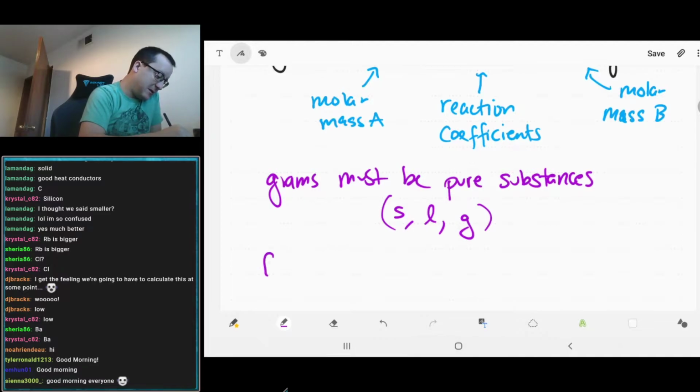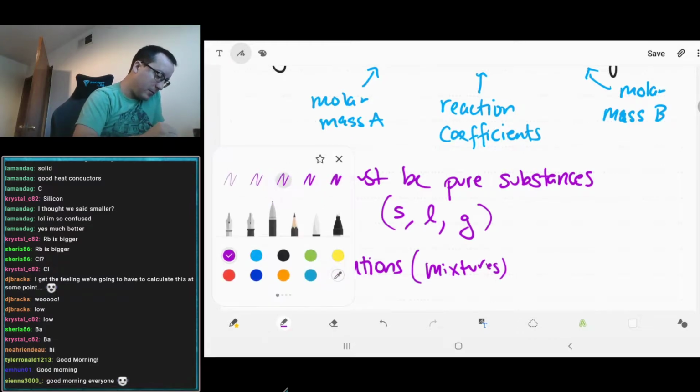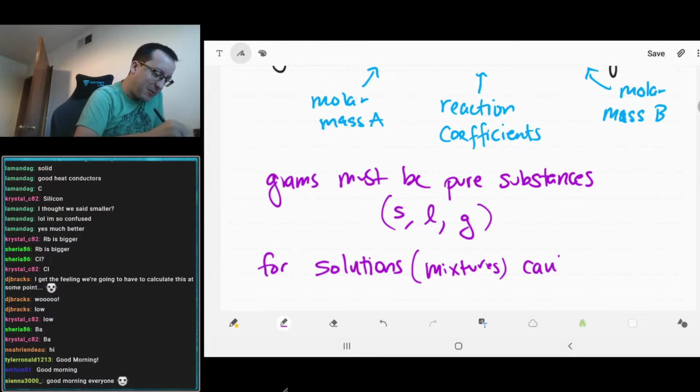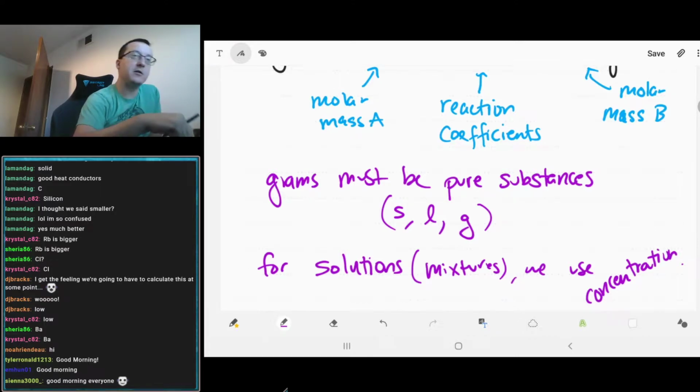However, for solutions, which are mixtures, we have a different way. We can't use grams. I don't want to say we can't. I'll just say we use concentration instead. Wow, that's really ugly. Okay, let me try that again. Concentration.